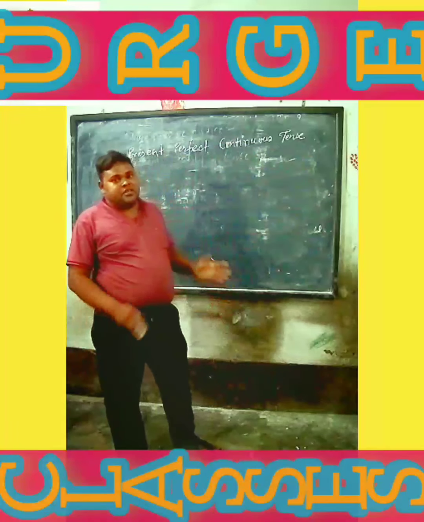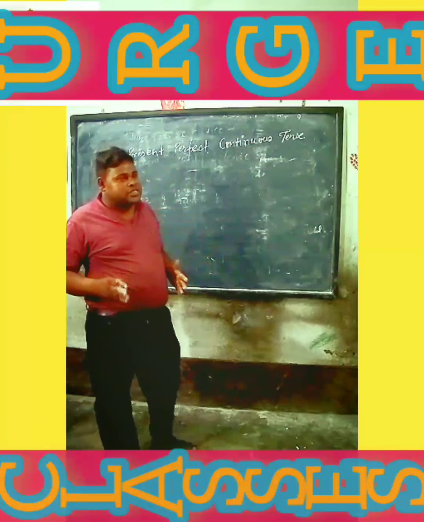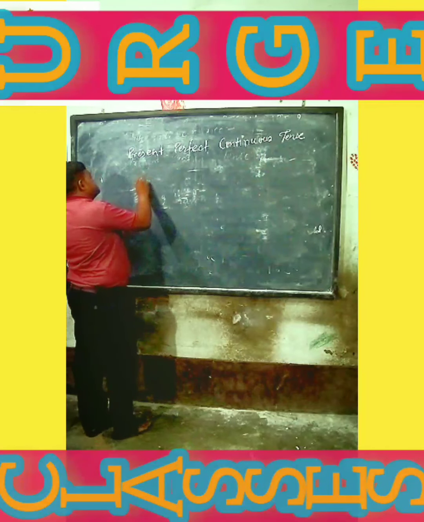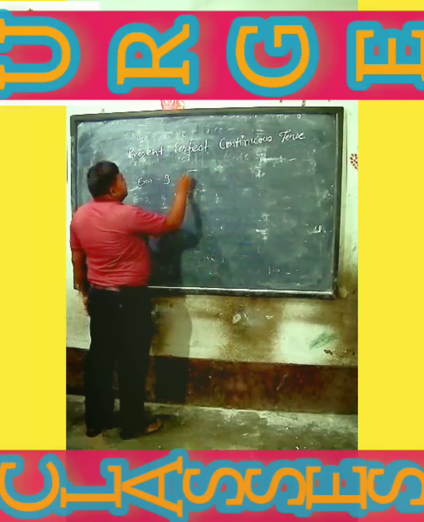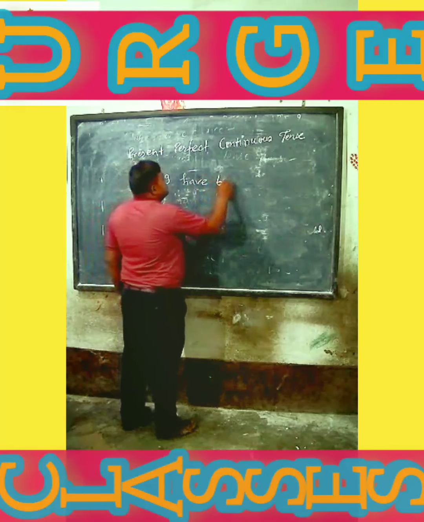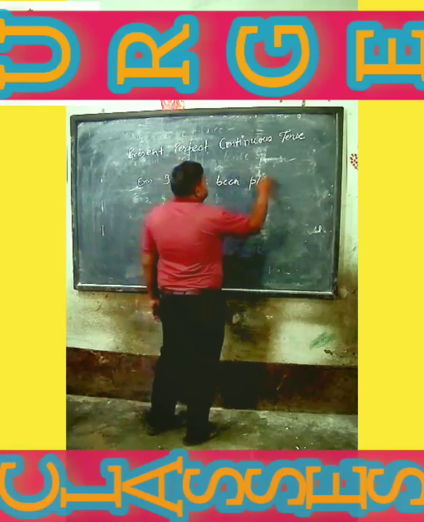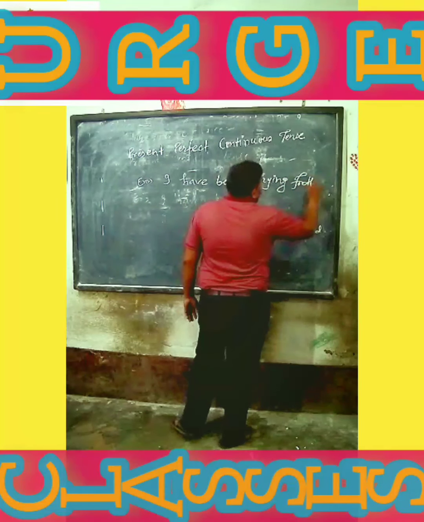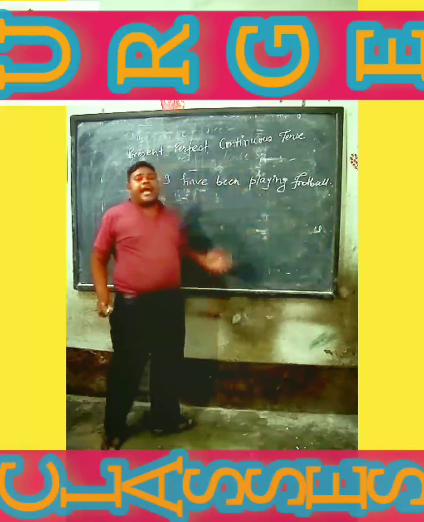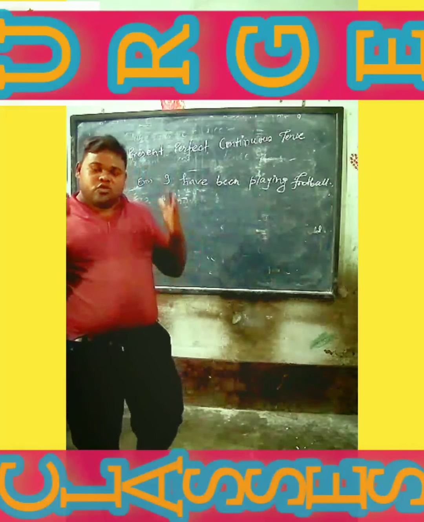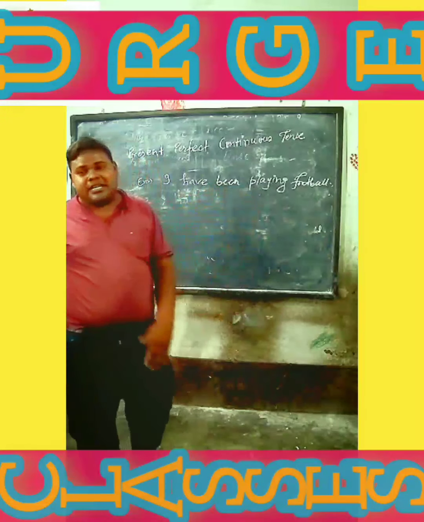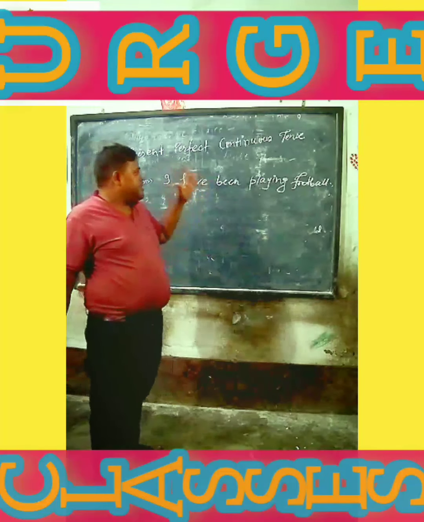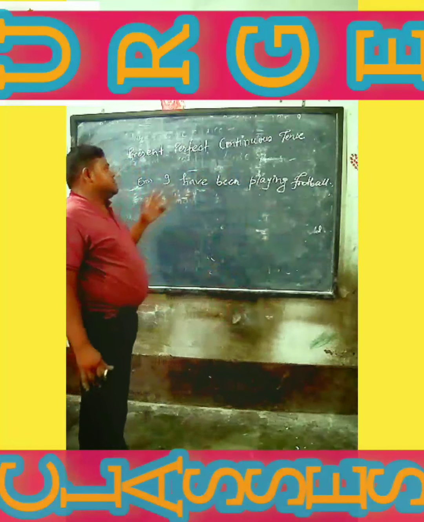We apply present perfect continuous tense for the sake of expressing such a condition. For example, you can say, I have been playing football. I have been playing football. If you go through this sentence, you will come to the point that in this tense, the action was started in the past time, but it still continues in present time.